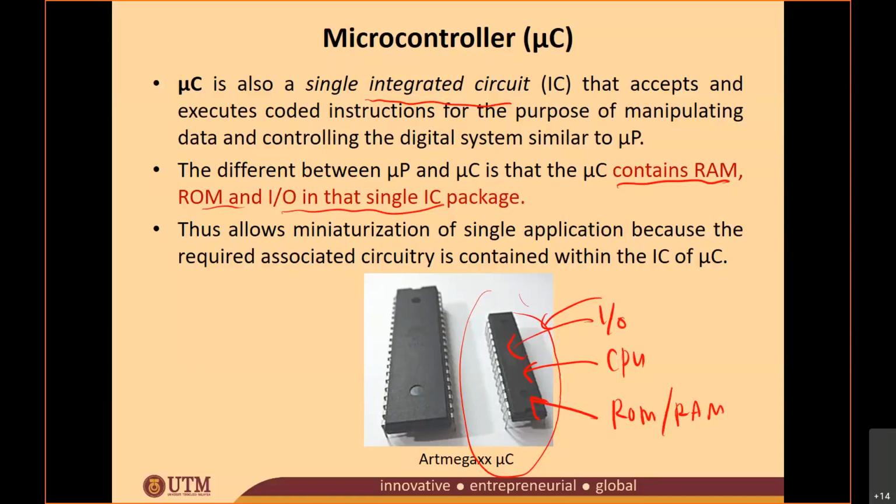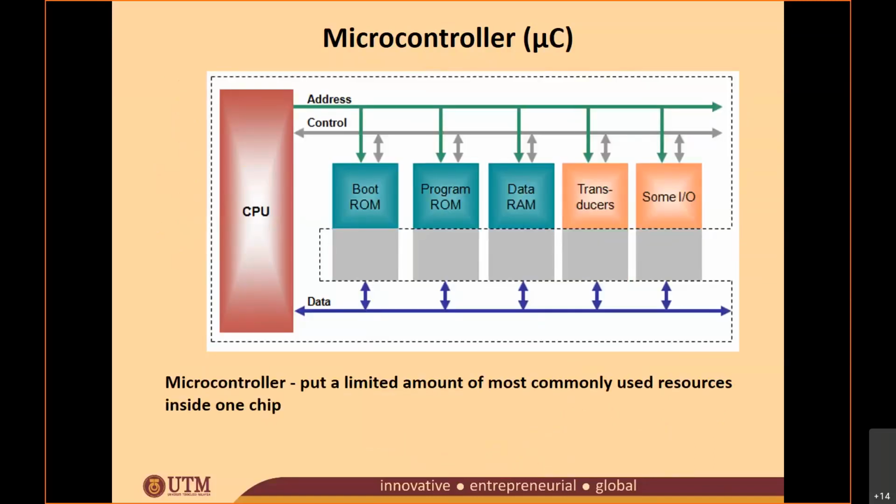So what happened here? This is your micro C. Inside of your micro C, you already have the CPU, and then you have the memory as well as the I/O peripherals. So that is the difference between microprocessor and microcontroller.